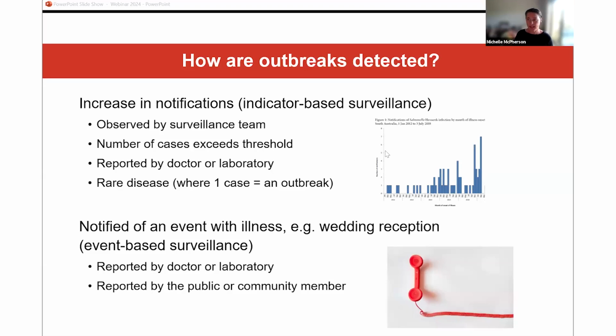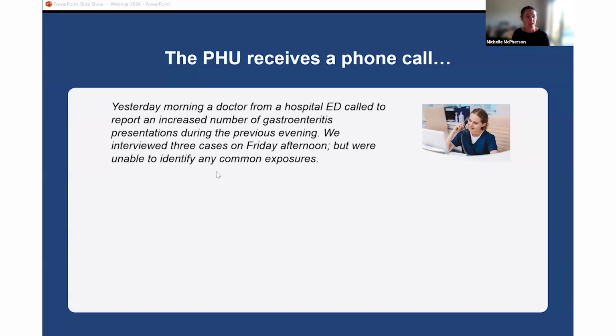The second way that we find out about outbreaks, and this usually happens at about 4:30 on a Friday afternoon, is we receive a phone call from somebody reporting a potential outbreak. This phone call or email may be from a doctor or a laboratory reporting an increase in cases in their facility, or it could be a member of the public ringing up saying friends of ours went out for dinner the other night and now several of us are sick. As I said, these do often happen last minute on a Friday evening, so you then have to spend your weekend investigating a potential outbreak.